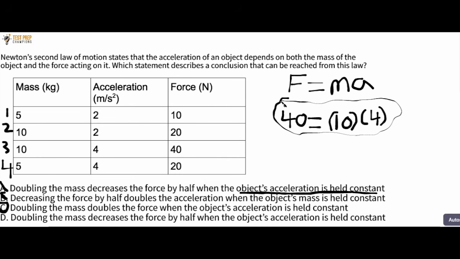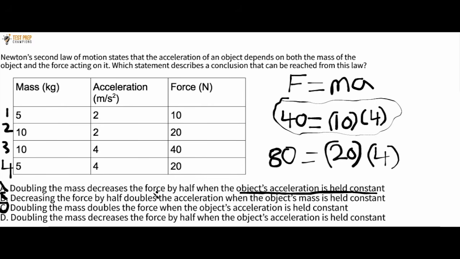All right, so A says doubling the mass decreases the force by half when the acceleration is held constant. So all I'd want to do is keep the acceleration the same, so the acceleration would be 4, and double the mass. If I made 10 my mass, doubling that would be 20. Now what is 20 times 4? 20 times 4 is 80. So is it true that when I held the acceleration constant and doubled the mass, the force decreased by half? No, it didn't. So we would know A was false.